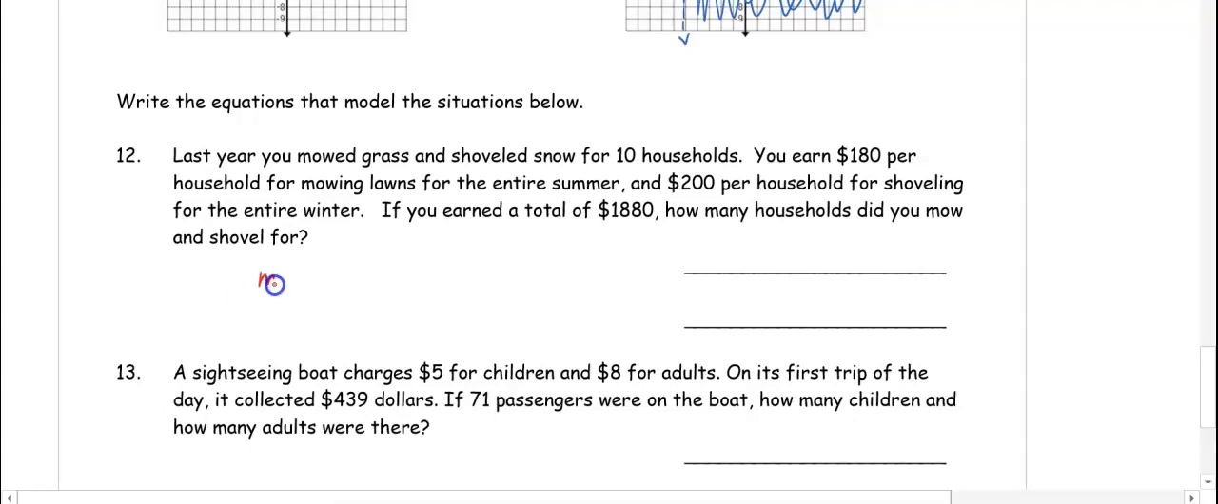So our variables here are we are going to have M for mowing lawn. We are going to have S for shoveling snow. So we know that there are 10 households that we shoveled and mowed. So M plus S equals 10. Then we want one with our equation of money. So we mowed for $180, plus we shoveled snow for $200, which equals a total of $1,880.